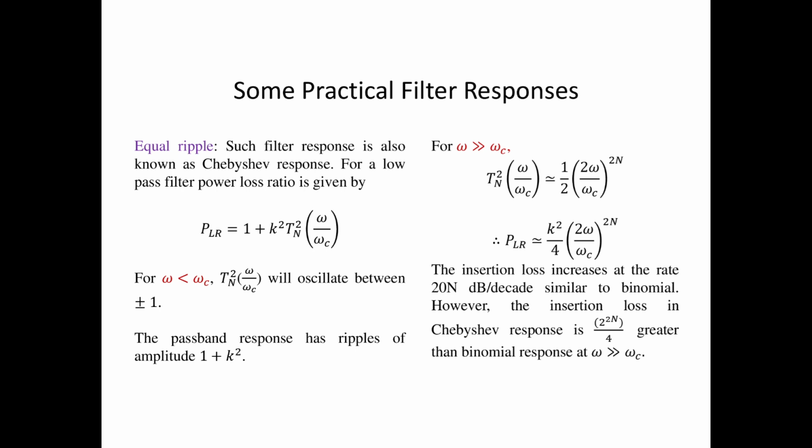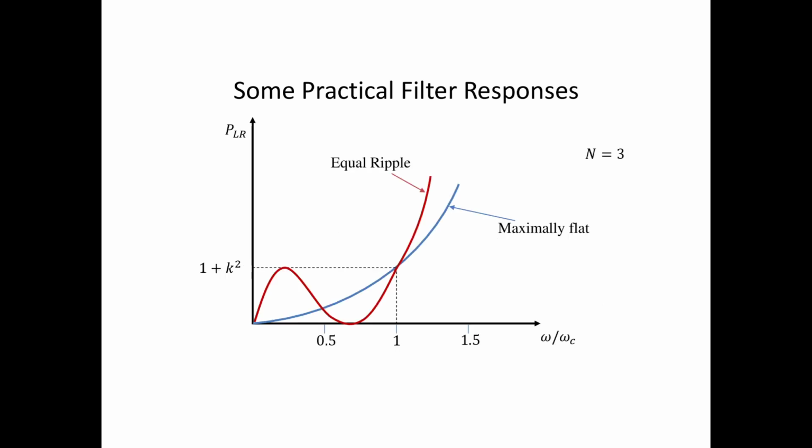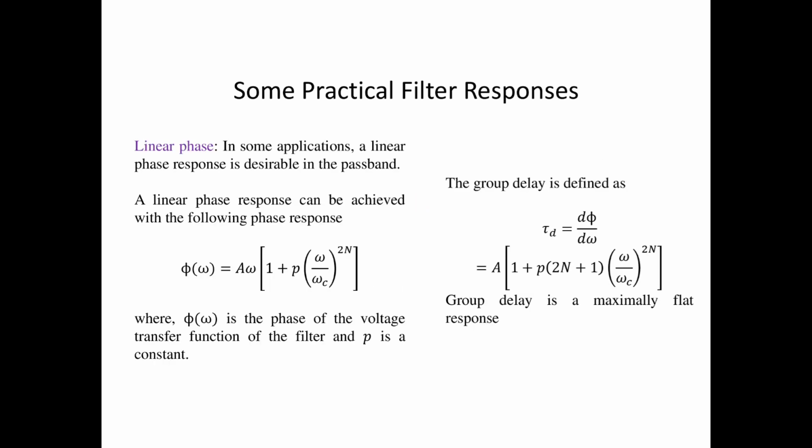For omega greater than omega c, the insertion loss increases at the rate of 20N dB per decade, similar to the binomial. However, the insertion loss in a Chebyshev filter is 2 to the power N by 4, greater than the binomial response. You can see the practical filter response for maximally flat and equal ripple, for both Butterworth and Chebyshev filters, for order N equal to 3.